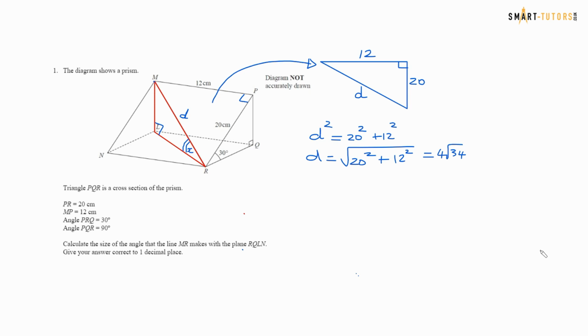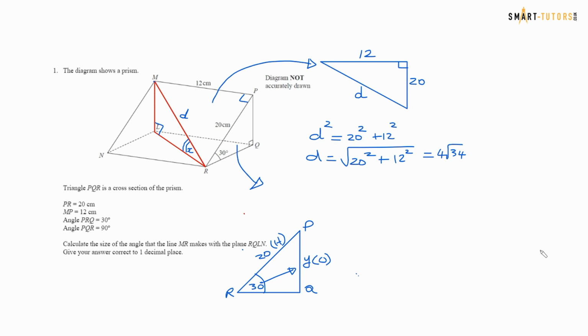Now we need another side. If you look at this triangle, let me draw it like that. This is the 30 degrees, this is 20 centimeters, and this is P, this is Q, and this is R. I'll mark this side as Y. Using 2D trigonometry, for this 30 degrees, this is the opposite side, O, and this 20 is going to be my hypotenuse.